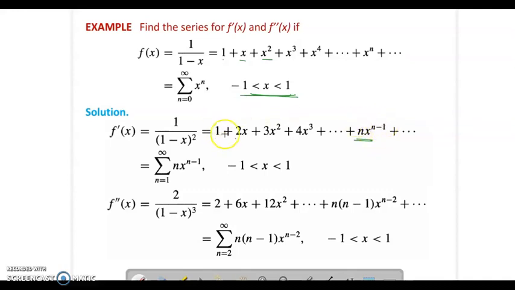Now when you put this in the form of a summation, you have n into x raised to the power n minus 1, and you see that here n starts from 1. When you substitute n equal to 1, you will have the corresponding term 1. When you substitute n equal to 2, you will have this term. So take care of this index, that here n starts from 1. Likewise, f double dash x will be equal to 2 upon (1 minus x) whole cube, and likewise you have this series and this one.